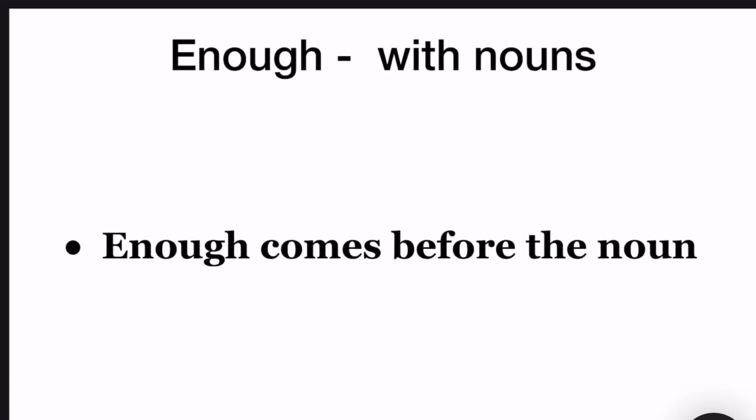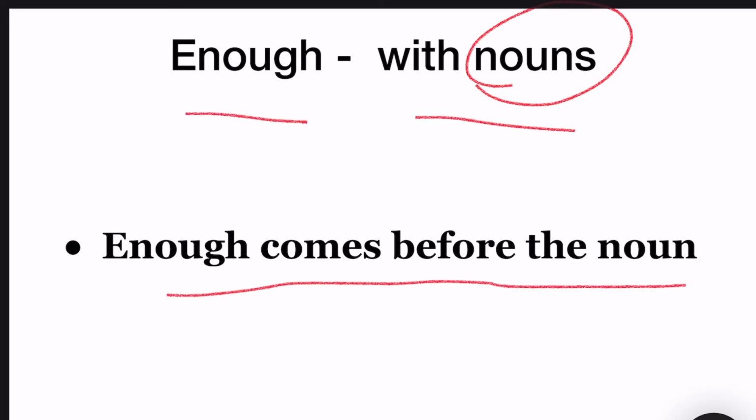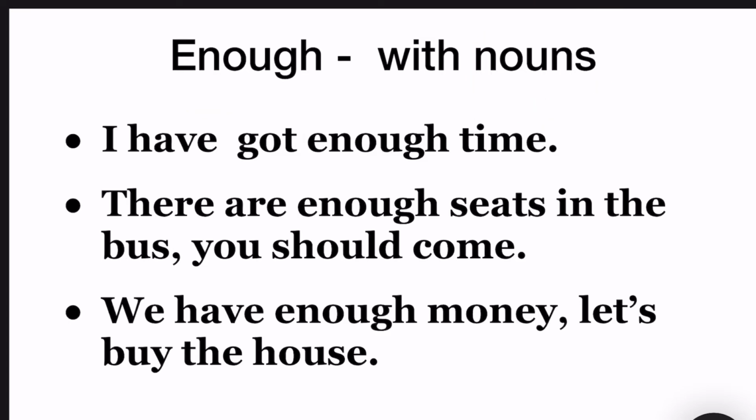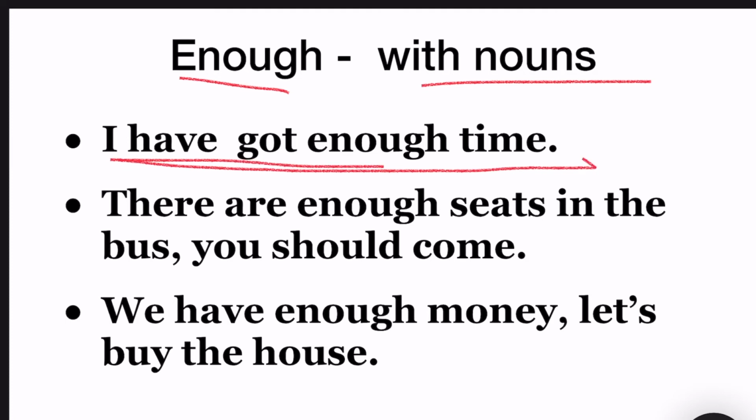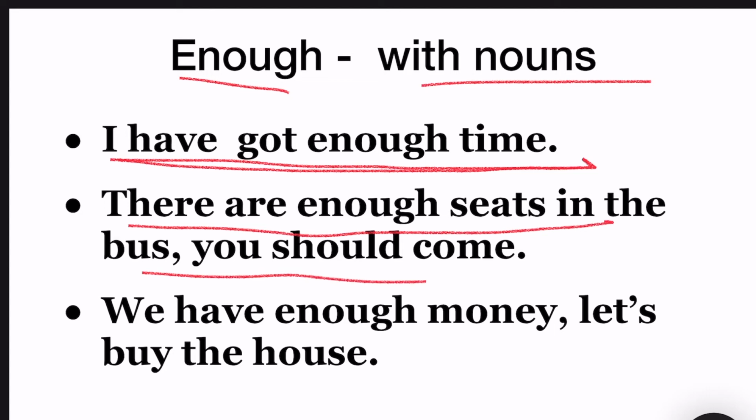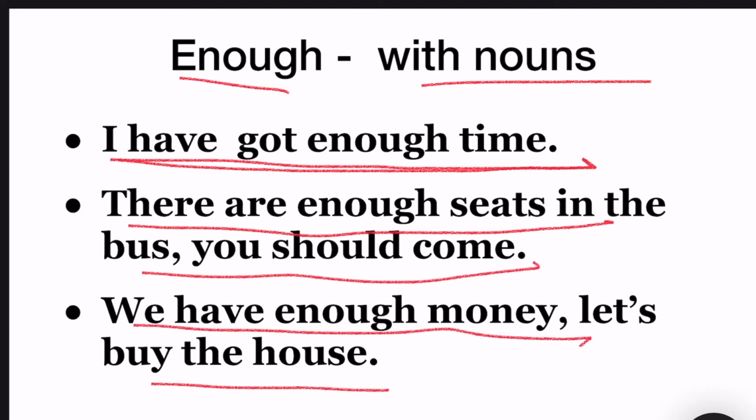Next, the structure with noun. That is enough with noun. Enough comes before the noun. Always enough comes before the noun. Look at the example. I've got enough time. There are enough seats in the bus. You should come. We have enough money. Let's buy the house.